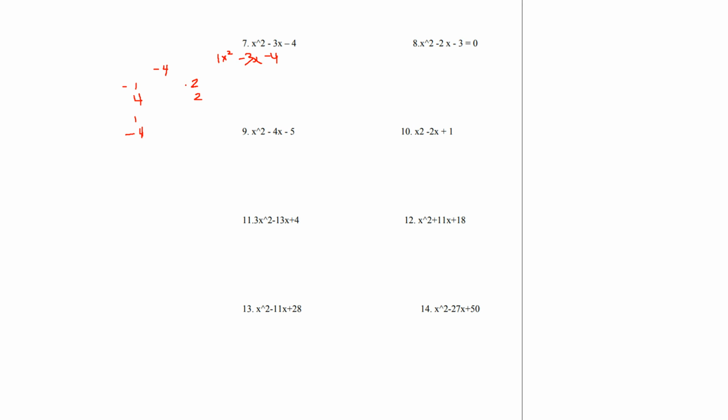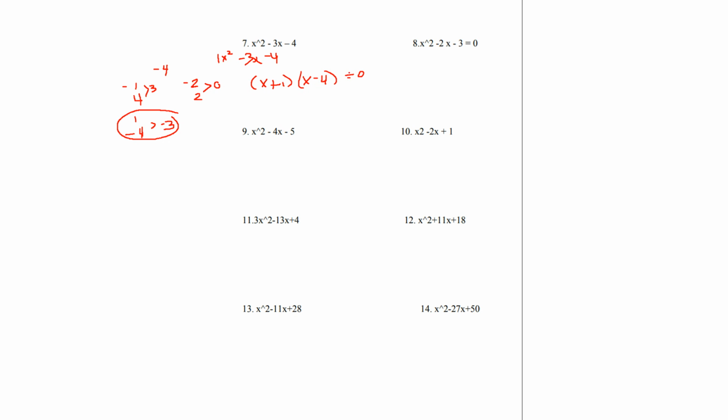And for 2 and 2, it has to be -2 times 2. And you have to find the one that adds up to -3. -1 plus 4 is +3, so that's not it. And -2 plus 2 is 0, so that's not it either. But 1 plus -4 is -3, which means this is what we use. So to factor this, it's going to be (x + 1) times (x - 4).